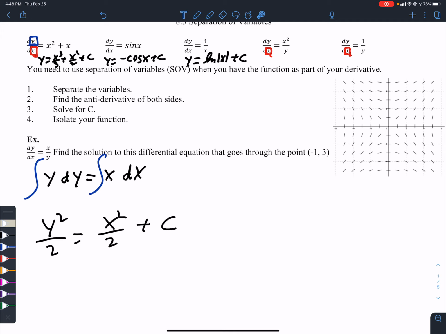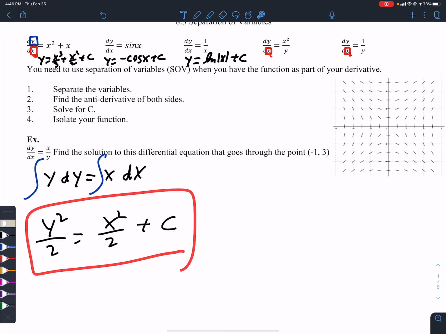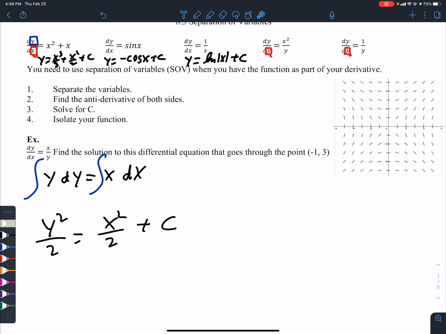So this, depending on the c, will give you different functions. So once they give us a point, -1, 3, let me go ahead and put a dot there. That's going to tie us to a specific solution. Okay? Now we want the equation of this specific line. So to do that, you have to find what c is. So let's go ahead and do that.